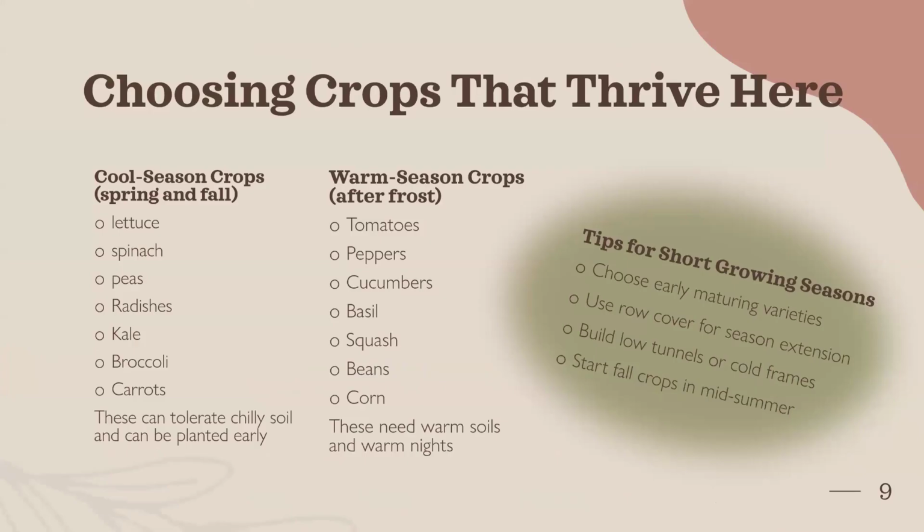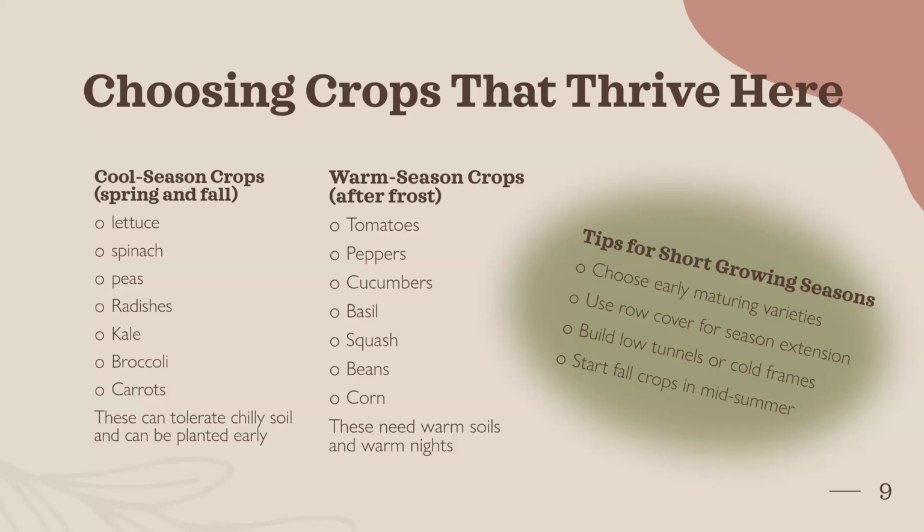So now I'm going to talk about choosing crops that thrive here. There are different kinds of crops depending upon what time of year it is. There are some cool season crops. These are good for spring and fall as the season's waning in and waxing out. Things that go well during the cool season would be lettuce, spinach, peas, radishes, kale, broccoli, and carrots. All of these varieties are a little bit stronger to tolerate those chilly soil temperatures, and these can be planted early or again as an end of season crop, depending upon which one you're working with.